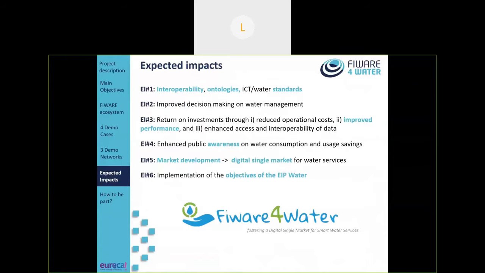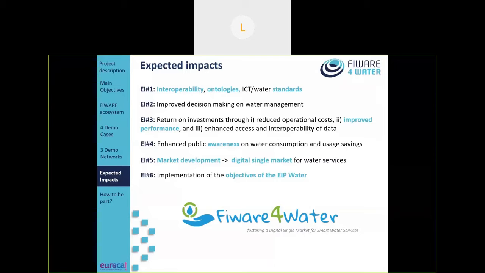To finish, what are the expected impacts of the project? First, interoperability of decision support systems through the identification and use of ICT for water vocabularies and ontologies in view of developing or improving ICT water standards. Also, second, improved decision making on water management, related risk and resource efficiency through increased real-time data. The third expected impact is about maximizing the return on investment through reduced operational costs for water utilities, improved performance of water infrastructures, and finally, enhanced access to and interoperability of the data.